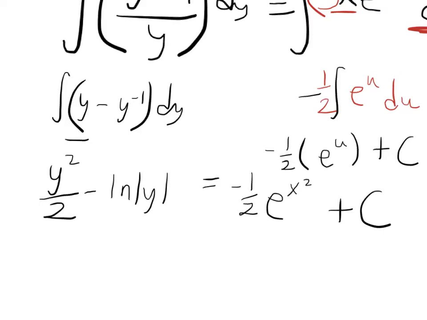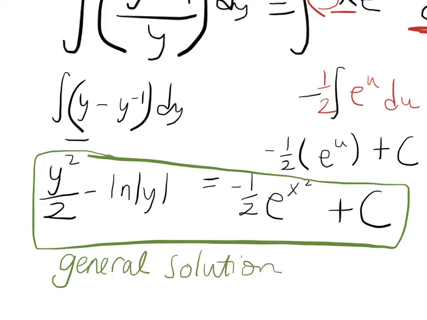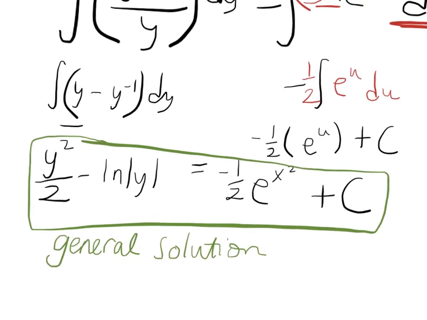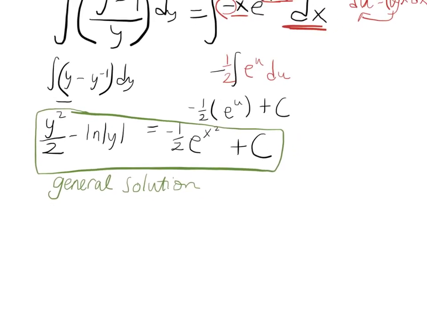Okay. Now, here is our answer. That is our general solution. What makes it general? What makes it a general solution and not a particular solution? We're a general solution because we still have a c. We have a constant. It's a whole family of functions.